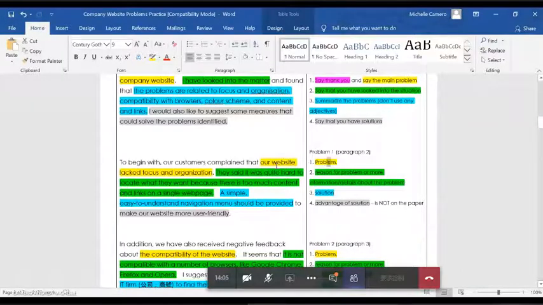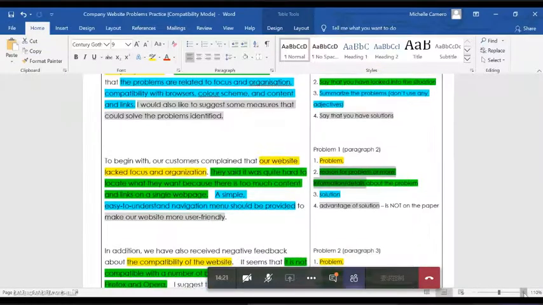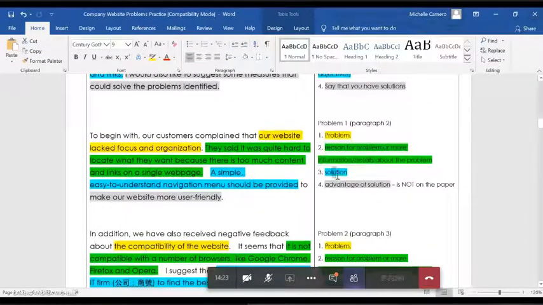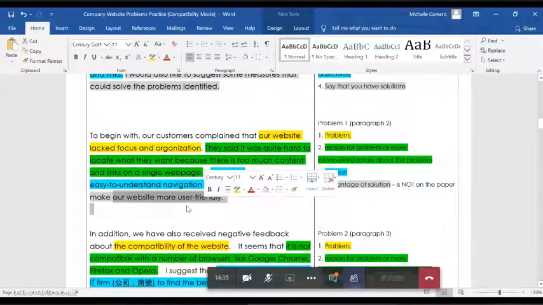So first we want to say the problem. So we can say, to begin with, our customers complained that our website lacked focus and organization. What's more information about that? They said it was quite hard to locate what they want because there is too much content and links on a single web page. Let me make that a little bigger. All right, what's the solution? A simple, easy to understand navigation menu should be provided. To, so they're introducing the advantage with the word to: make our website more user-friendly. So that's the advantage, that's the added idea.